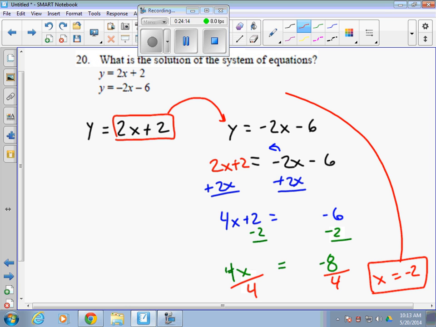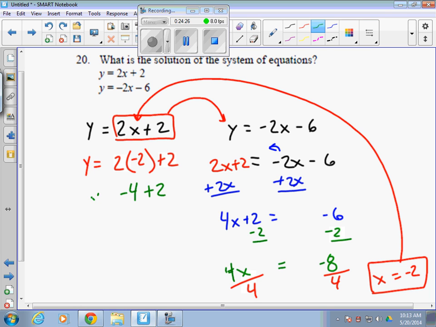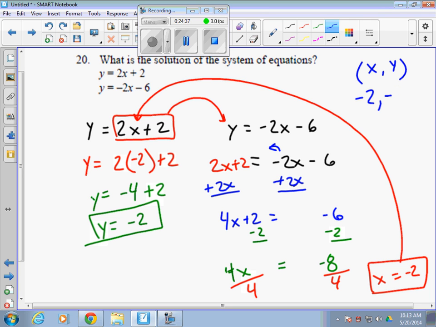Bring that value and plug it back in place of x. Y equals 2 times, we just found out x's value is -2 plus 2. 2 times -2 is -4 plus 2. Y's value is -2. So you have an x and a y value. It's always written as x comma y, or -2, -2.